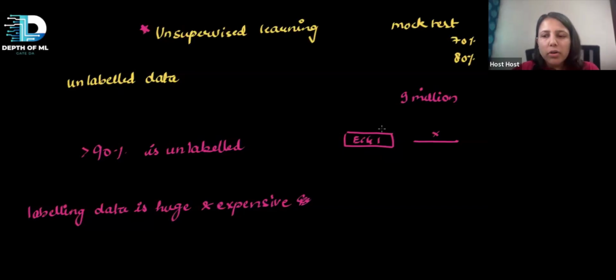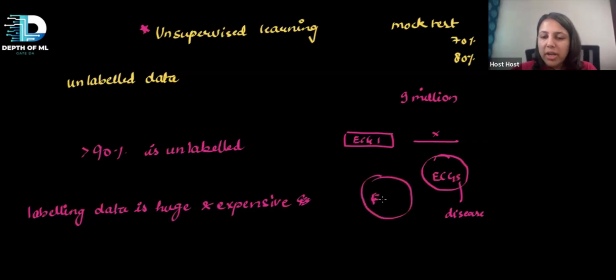So sometimes you will use unsupervised learning to label this data. We'll come to that, but you will use some techniques so that you will figure out, okay, these ECGs belong to this particular disease. So you'll label them with this disease, right? Or another set, you will say, okay, these ECGs do not have this disease. So you will label them accordingly, right?